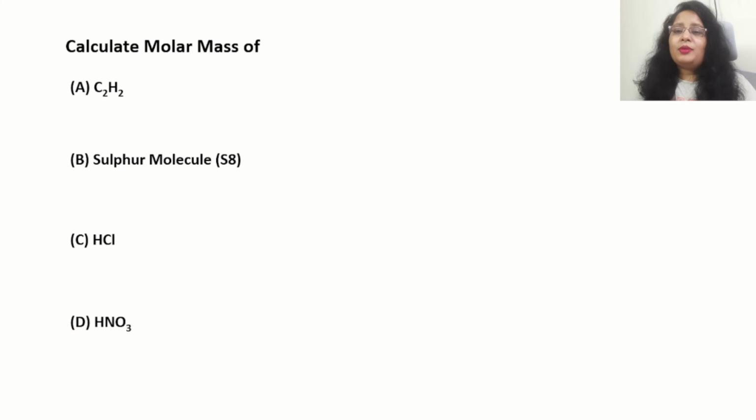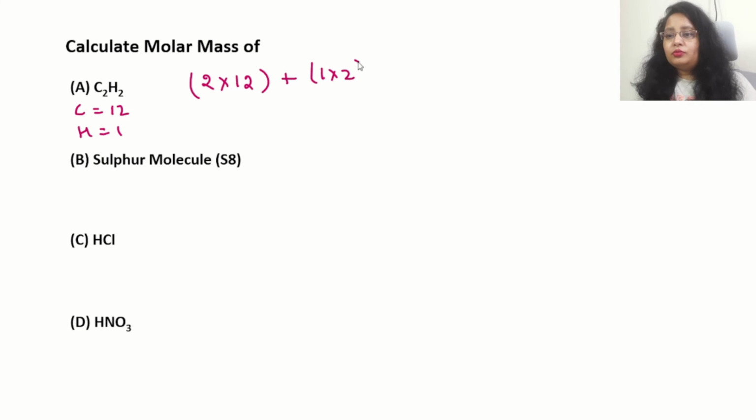Come up to the numericals. The first one is to calculate the molar mass of C2H2. For this we need to know the atomic mass. For carbon it is 12, for hydrogen it is 1. So now here we will write 2 into 12 plus 1 into 2. It is now 24 plus 2, that is 26, and now in grams. Molar mass will be denoted in grams.